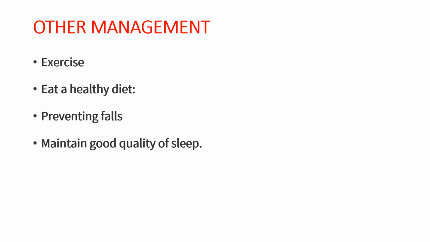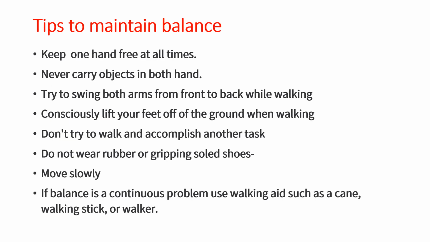Other management includes exercise, eating a healthy diet, preventing falls, maintaining good quality of sleep. So diet, sleep, exercise. These are the major things. These three things play a major role in the treatment of Parkinsonism. Proper food, proper exercise, proper sleep. It can reduce tremor, rigidity and all, but there is a limitation. But these three things are very important.